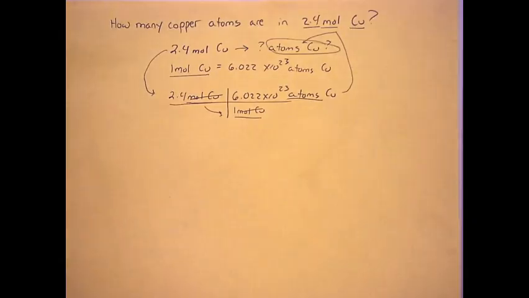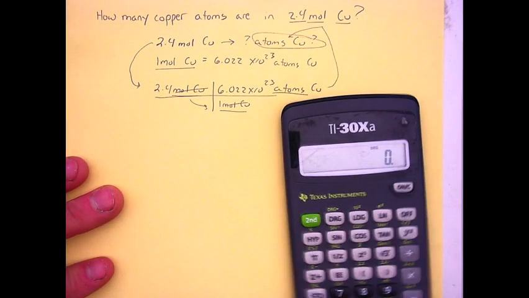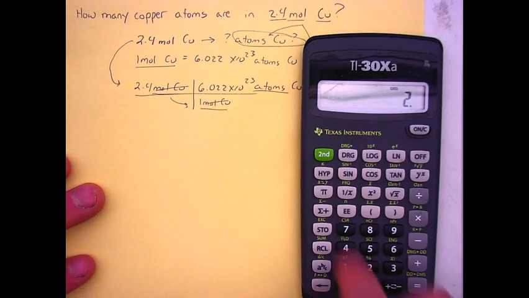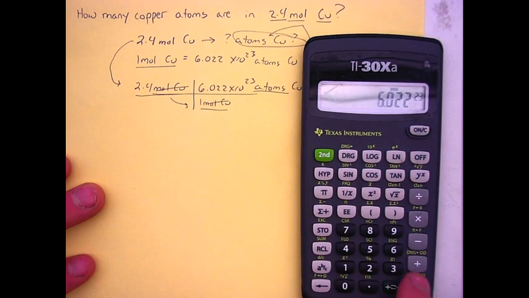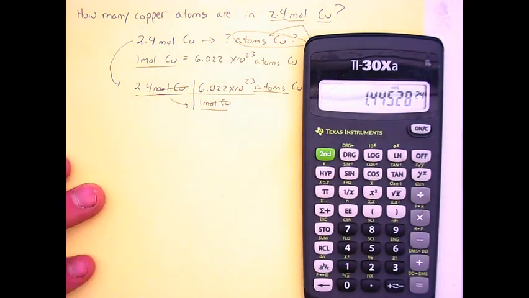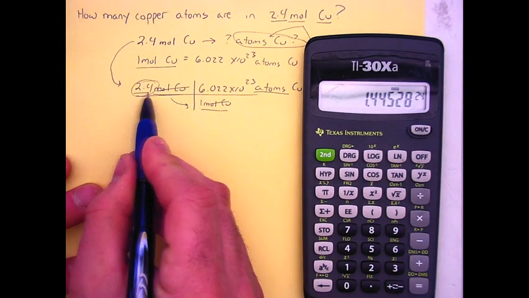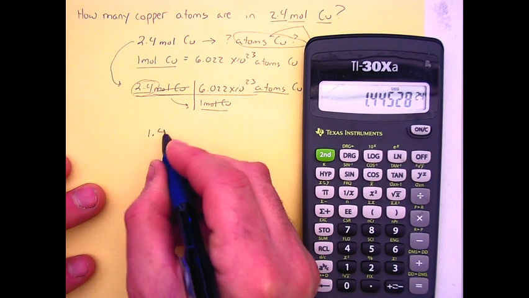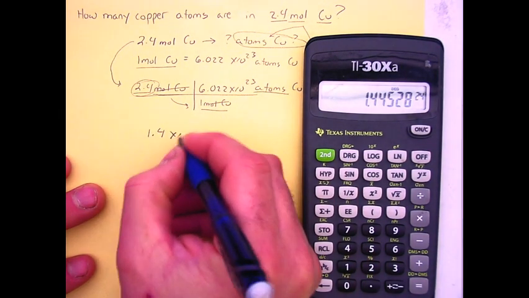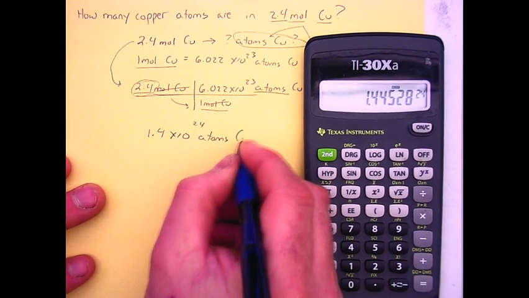Now we use our handy-dandy calculator, and since it's on top, we simply go 2.4 times 6.022 EE23 equals. And rounding it off to the correct number of significant figures, which in this case is 2, since there are 2 significant figures in the starting point, our answer is 1.4 times 10 to the 24th atoms of copper.